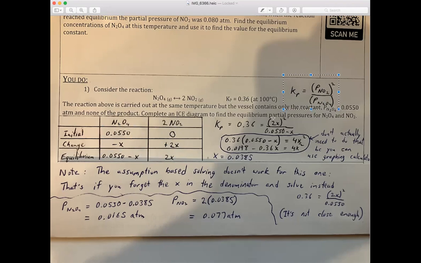So I'm putting the 2x in here, and then the expression for the left down there. I started solving this because I forgot that we're going to be using the graphing calculator, but you could kind of see how it's a quadratic. You can solve it, but it's a pain to do that. I also put that the assumption base for this one doesn't work. It's not close enough to the actual answer.